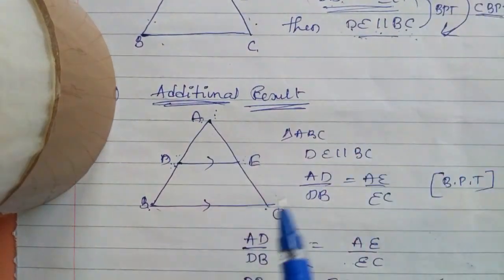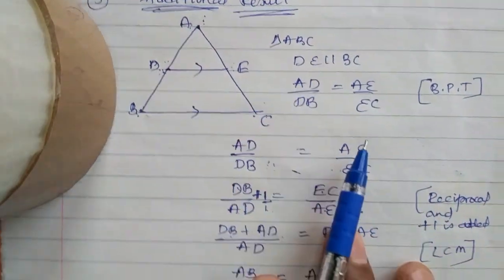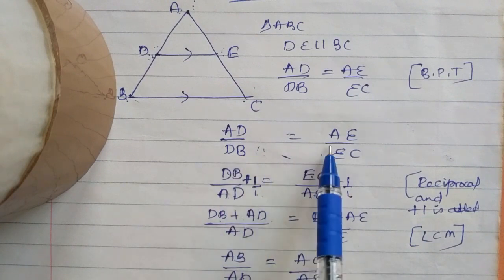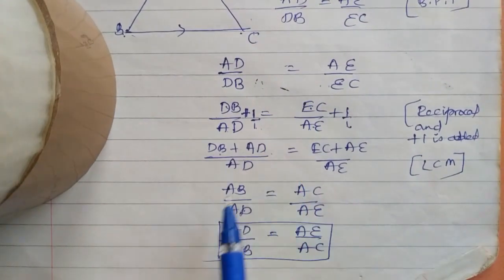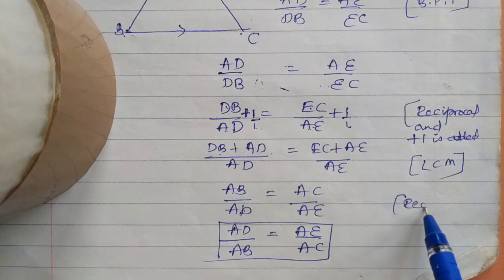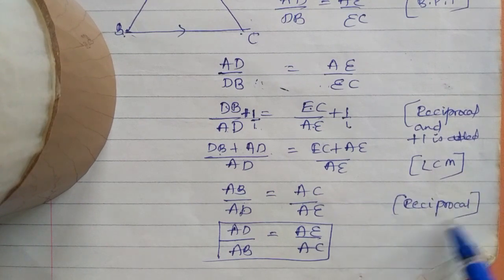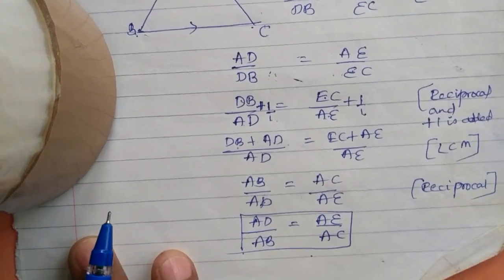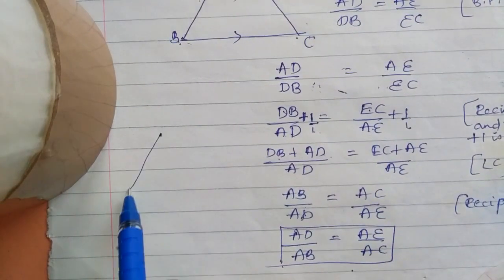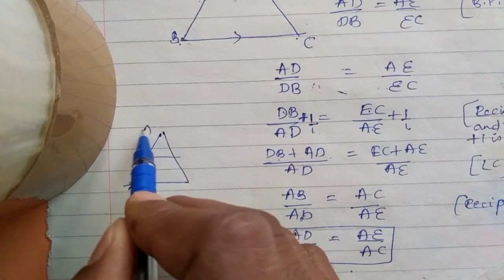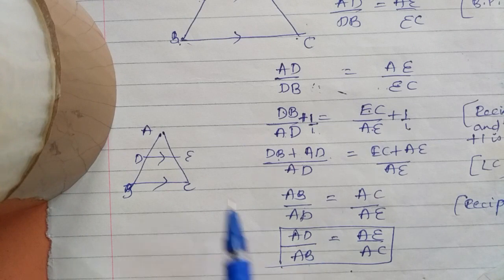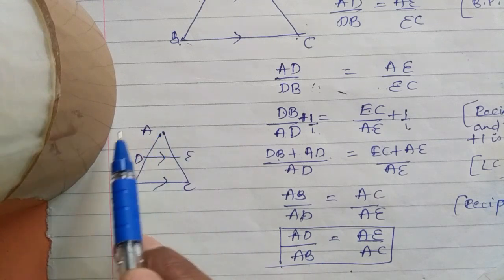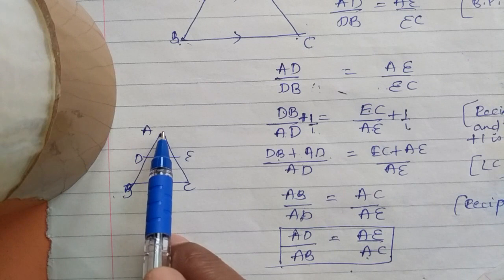The additional result, what it gives: for BPT first written in reciprocal form, then plus 1 is added. Then once again what answer we got after the LCM, that once again we wrote in reciprocal form. Then we got this result. This result you tally with the main diagram, that is, this is the main diagram, ABC, DE. Look at AD by AB, AE by AC.